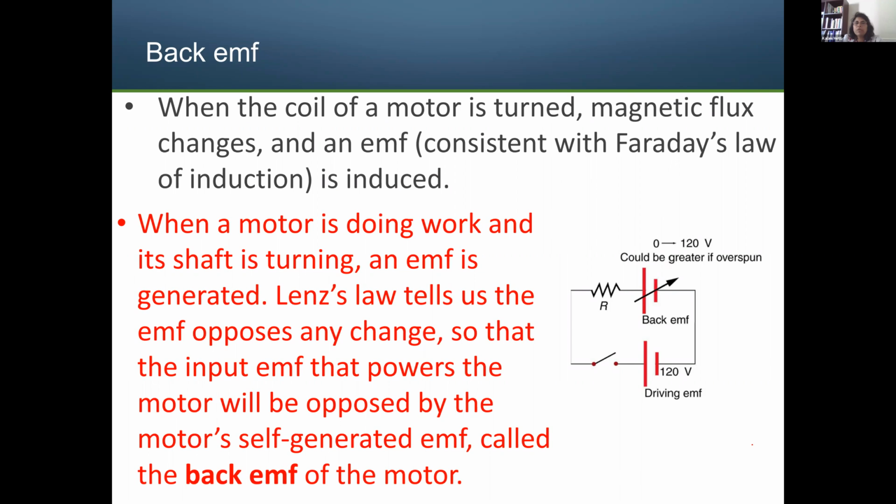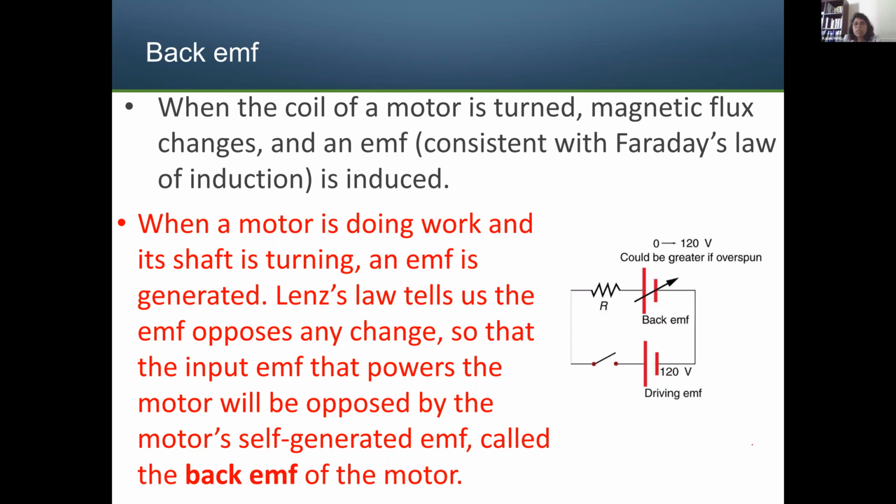Back EMF: we know that when a motor rotates because of the current, a magnetic torque is created, right? So when the magnetic flux changes, according to Faraday's law, it creates an induced EMF or induced current. The motor is doing the work, but because of the induced part, it again creates an EMF. That is what we call back EMF.